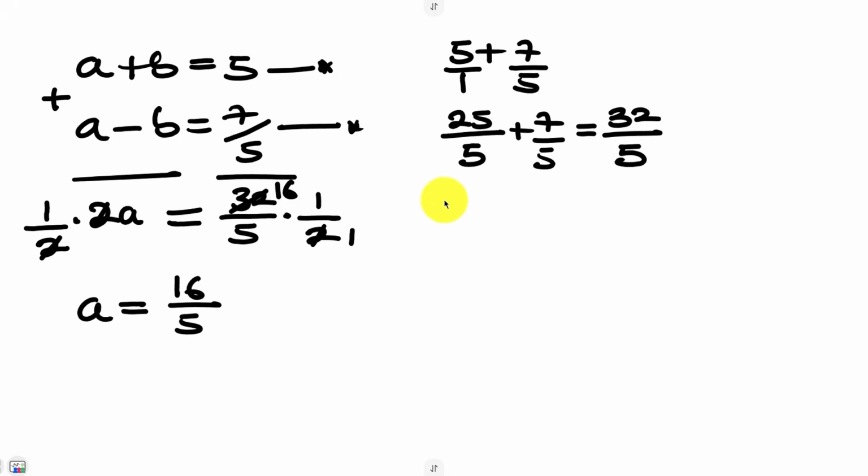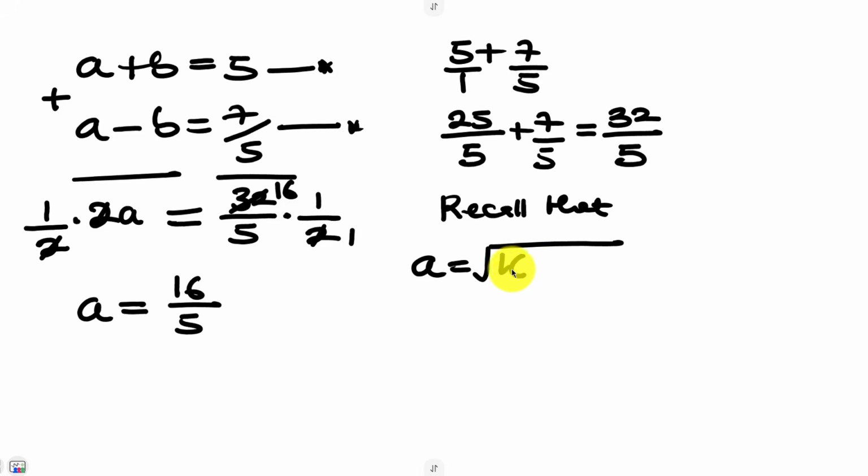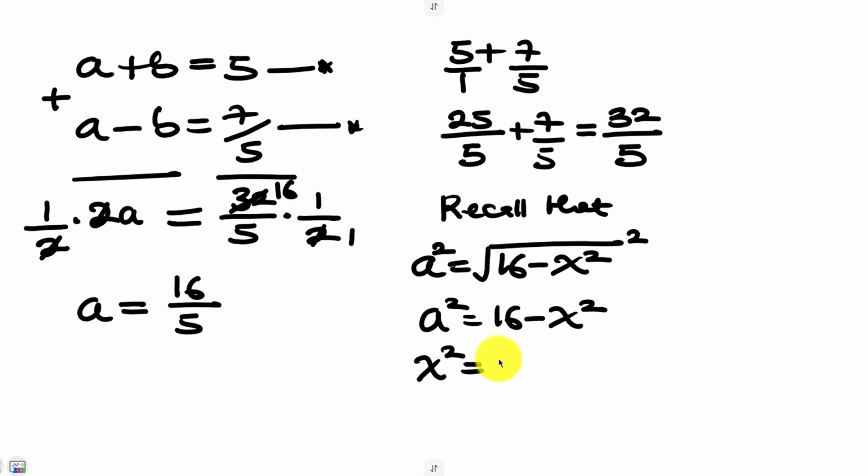But now recall from our substitution that we said let a be equal to the square root of 16 minus x squared. And we did the other time, we got rid of this square root by taking the square of both sides, and we got a squared to be 16 minus x squared. Very good. We're interested in x and not a. So let's try to make x squared the subject. Making x squared the subject, it is x squared equal to 16 minus a squared. Very good. So let's substitute the value of a here.